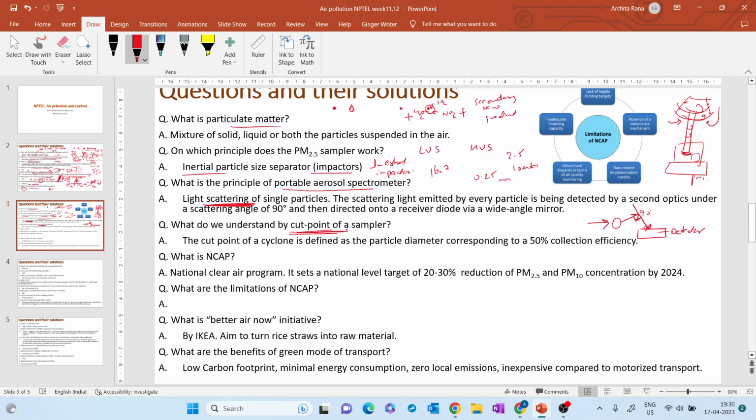Generally, what you say is that it's very hard for an instrument to achieve 100% collection efficiency. 100% collection efficiency means that if, let's say, air is coming into a PM 2.5 sampler, the air can have particles of various sizes, right? And I am saying that this instrument only measures particles of size less than 2.5 micrometer.